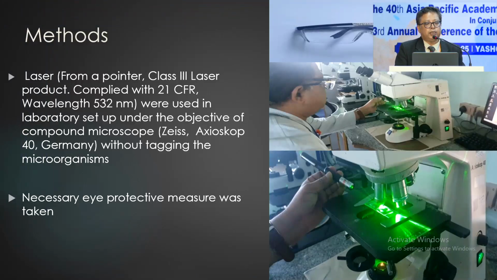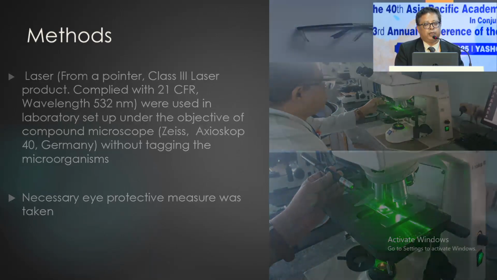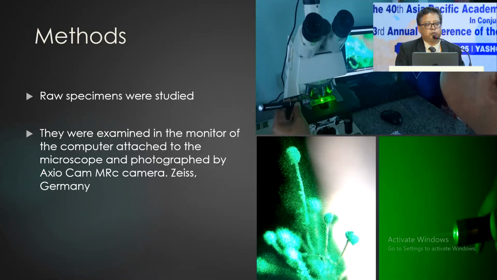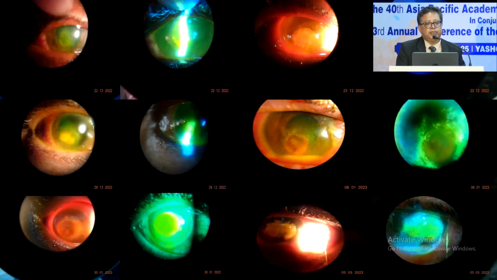Now, a pointer class 3 laser product was used, complying with 21 CFR, wavelength of 532, in a laboratory setup, with an objective of a compound microscope, Zeiss, made in Germany, and without taking any stain on the microorganism. Important thing is that to protect our eyes, there is a shutter so that rays do not come, and necessary eye protective measures were taken. Raw specimens were studied. They were examined in the monitor of a computer attached to the microscope and photographed in the camera. These are the clinical pictures.